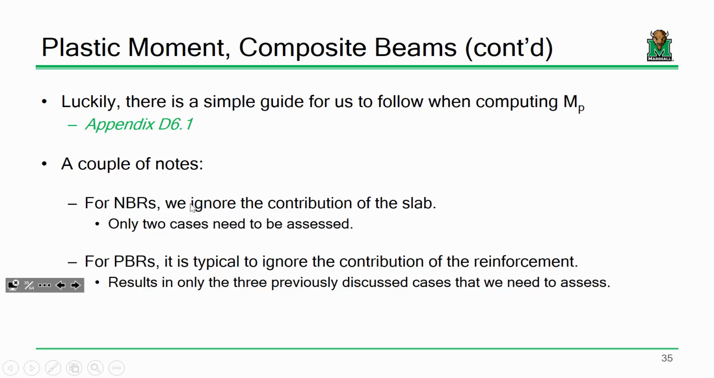In negative bending, we don't have the slab at all. We do have to consider the rebar, but we don't have the slab. Because of just the physics of it, there's really only 2 cases we have to consider in negative bending as well. So in the flange or in the web. So it's pretty easy. And again, very plug and chug.